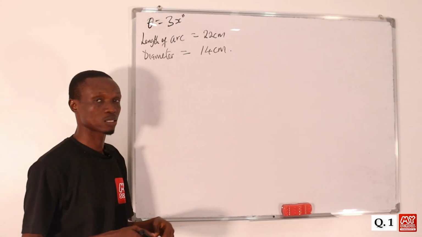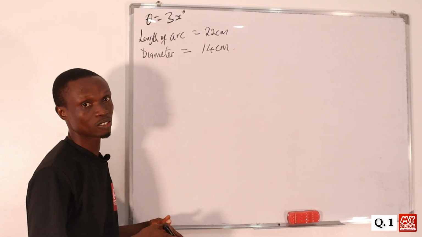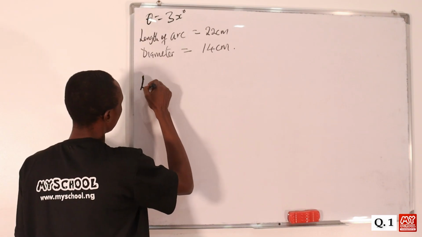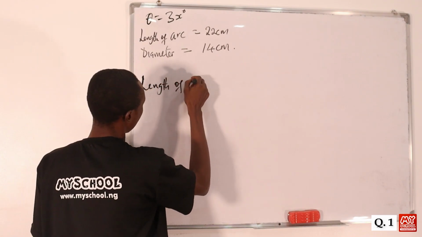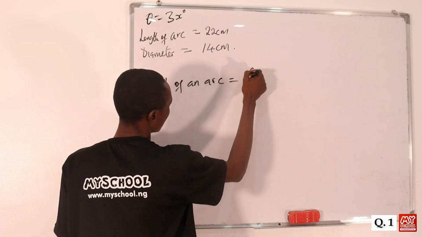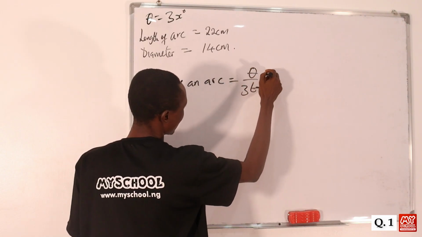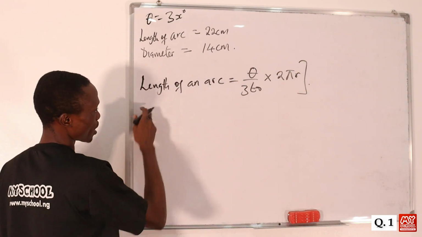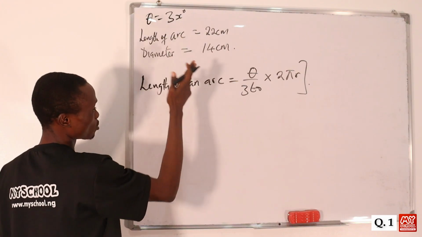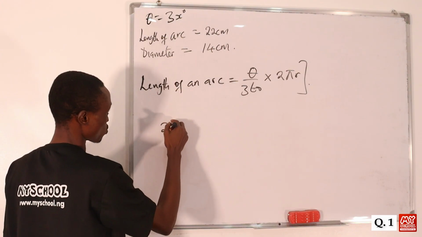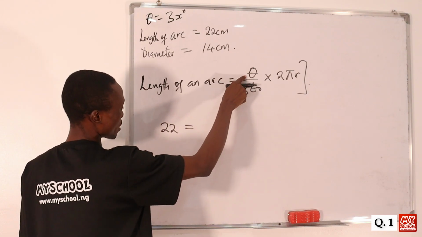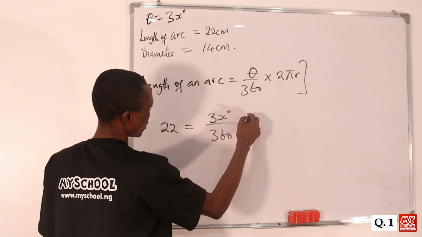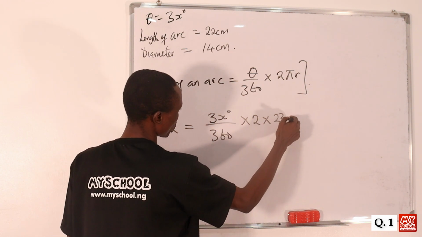So just remember that the arc is just a slice of the circumference of the circle. If we are calculating the length of an arc of a circle, we simply use theta over 360 times 2 pi r. So we simply use this formula to find the length of the arc. In this question, the length of the arc has been given to us to be equal to 22, and the angle subtended at the center of the circle is given to us to be 3s degrees, then all over 360, then times 2 times 22 all over 7.